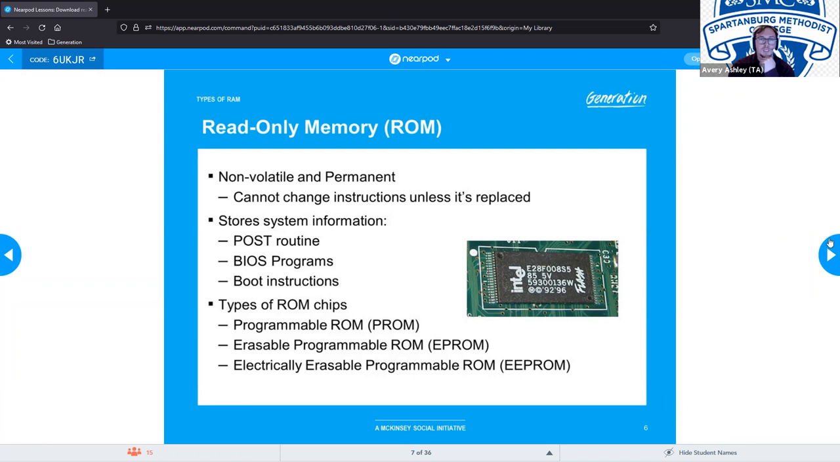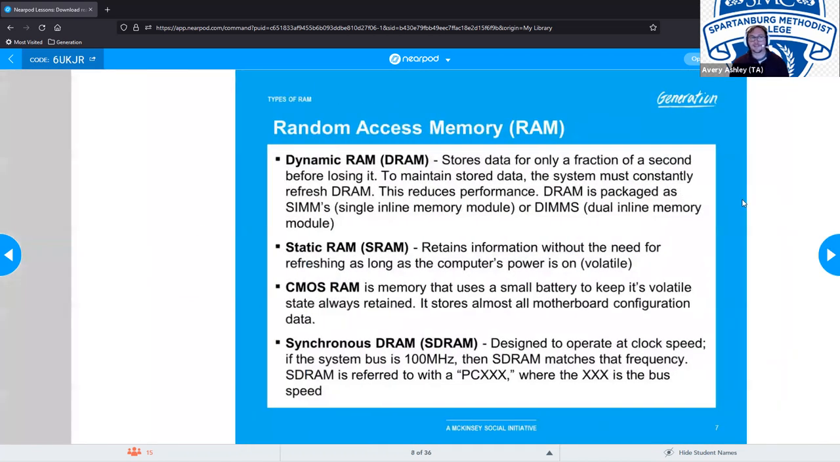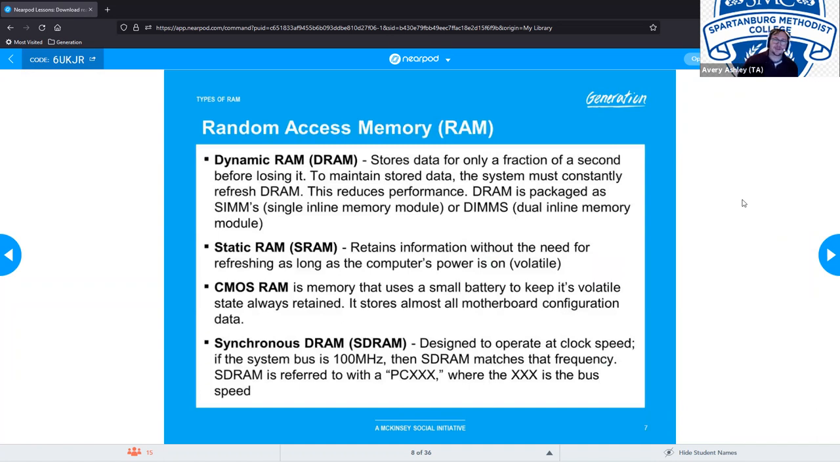All right, I'm going to move ahead. We're going to try to get through this a little faster than we did with the motherboard. You can always go back if you need to see.